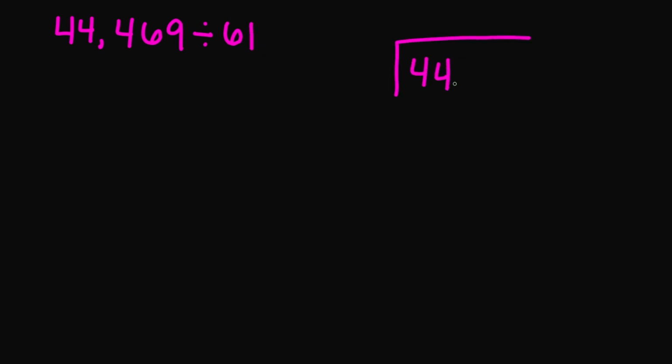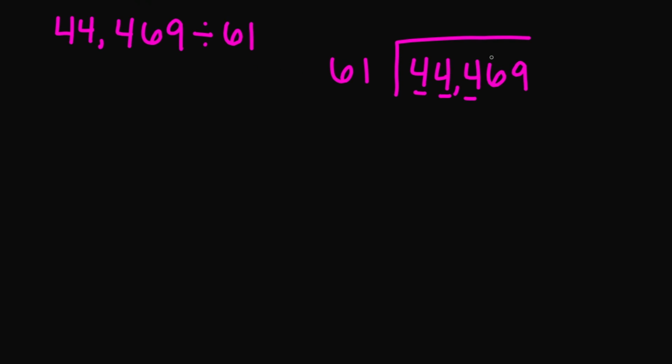What about 44,469 divided by 61? So let's set up the problem. We have 44,469 inside, 61 outside. 61 goes into 4 how many times? It doesn't go. 61 goes into 44 how many times? It still doesn't go. It's too small. What about 61 going into 444?